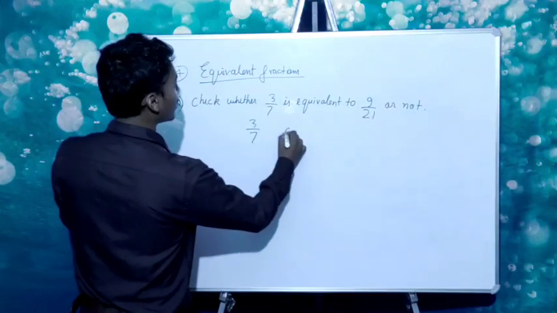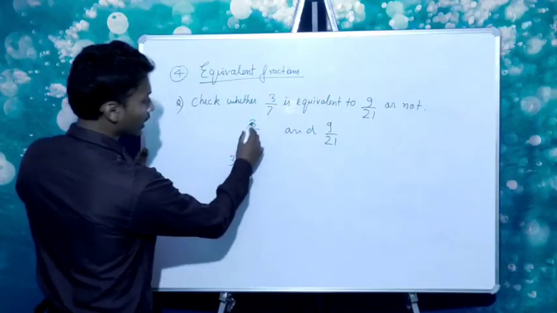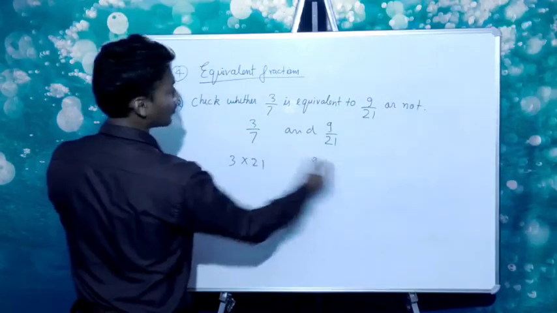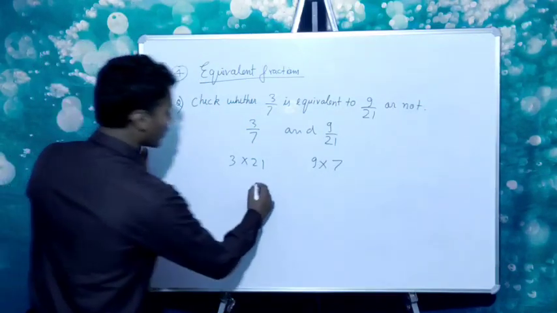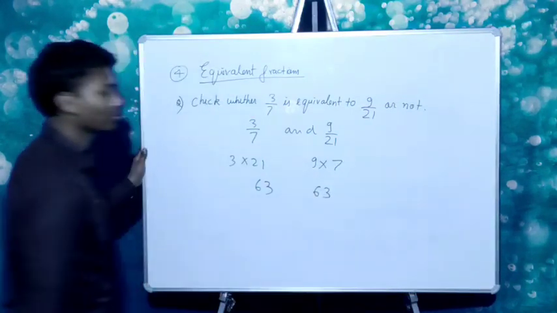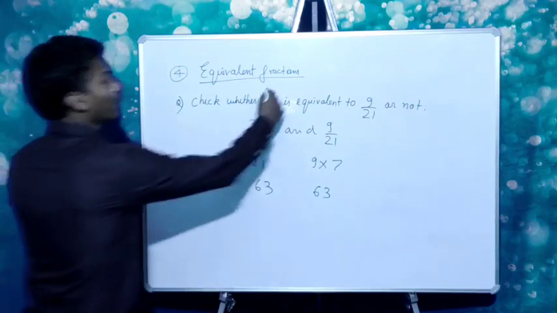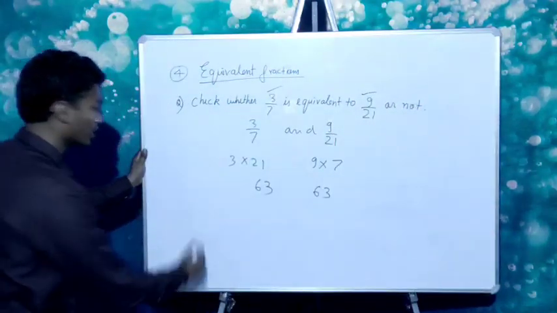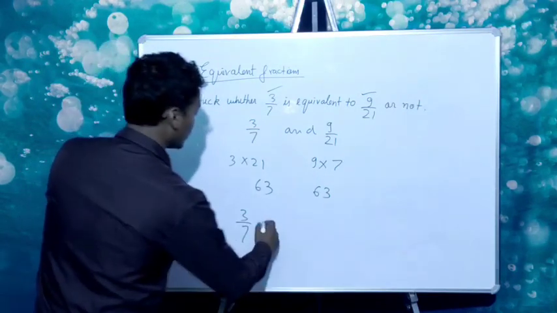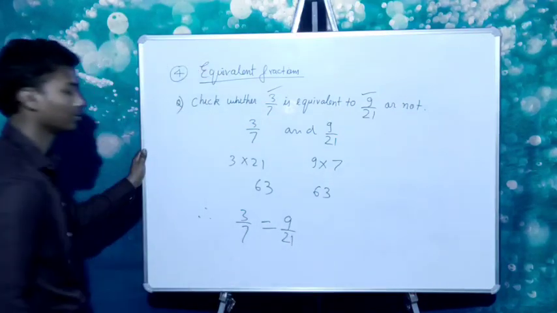So 3 by 7 and 9 by 21. Let's multiply the numerator by the denominator of the second and the numerator of the second by the denominator of the first. So 3 21s are 63 and 7 9s are 63. Both are the same, right? So it means these two fractions are equivalent fractions. Therefore, 3 by 7 is equal to 9 by 21.